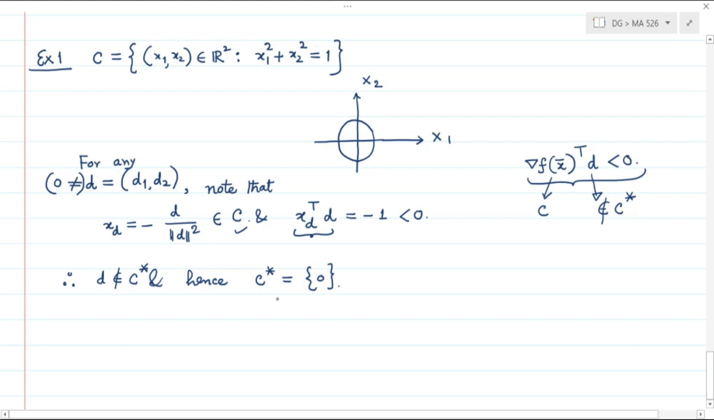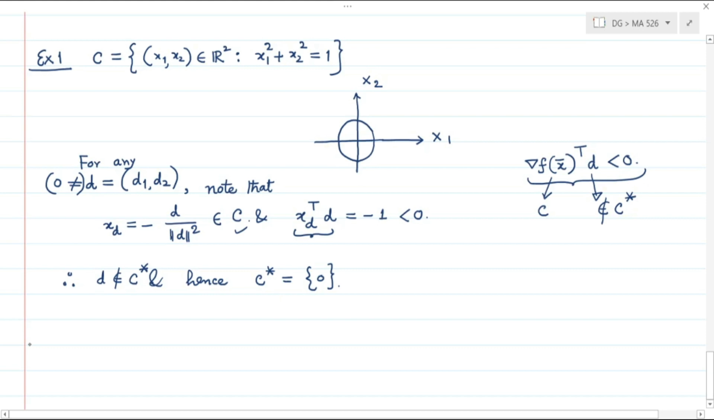So the analysis will persist, the same analysis will go, but we need a modification. Please make a modification. For a given non-null vector d, go for constructing x_d, which is equal to minus d divided by norm d, and that will belong to capital C. Accordingly, you will find that the dual cone for the set capital C consists only of the null vector, the origin of the R2 plane.